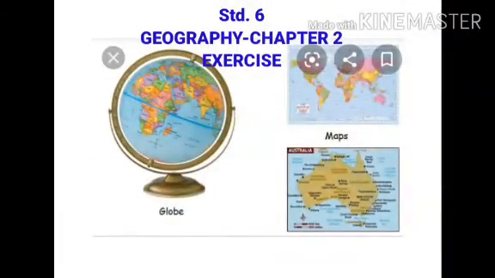Okay, children. So we are going through Standard 6, Geography, Chapter 2. Topic, Globes and Maps. And today we will have the exercise. So get ready to do the exercise.